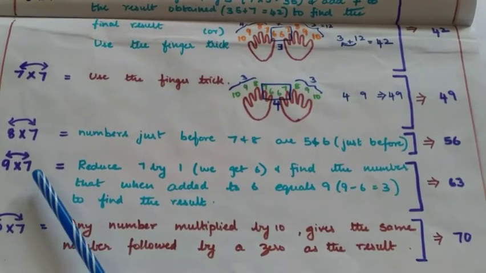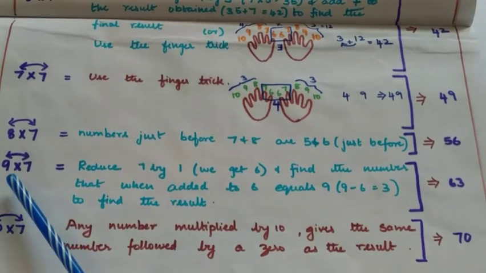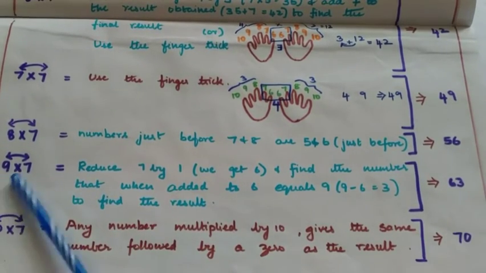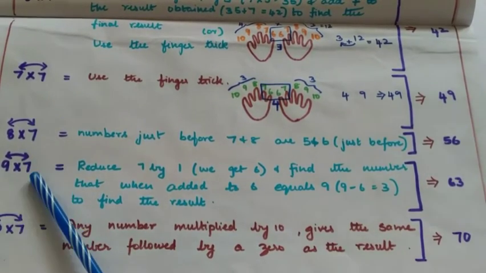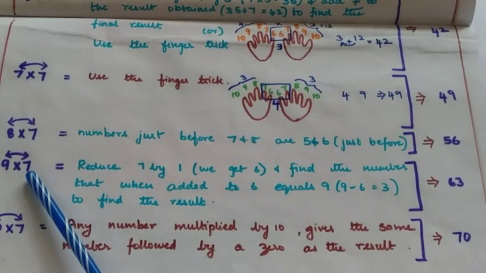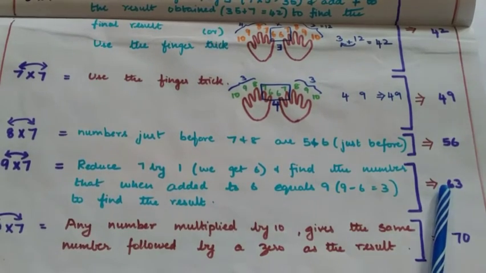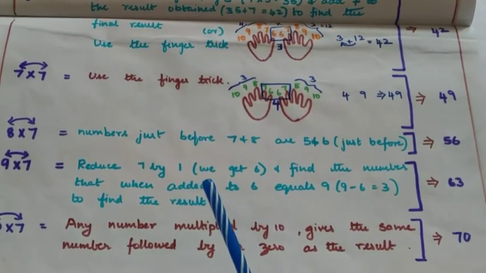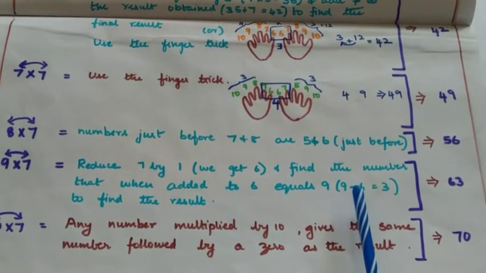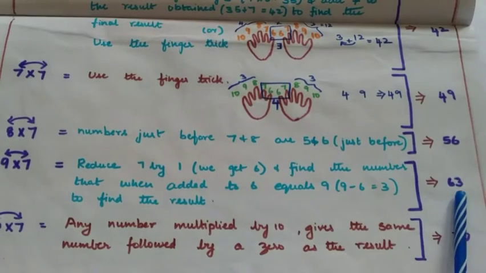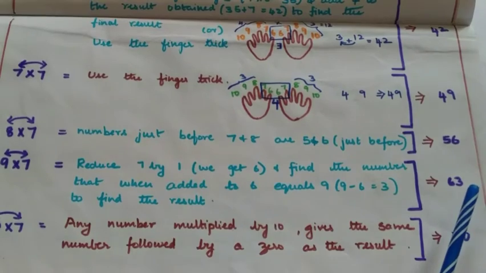Now let's move to the next row where 9 is being multiplied by 7. Since we've already learned the table 9, you can use the trick that we use for obtaining the results of table 9. So when you see a number being multiplied by 9, you need to just reduce the number by 1. In this case it is 7, so you need to just reduce 7 by 1 to obtain 6, which is the 10th digit of the result, and then find the number that when added to this 6 equals 9, which can be found by taking away 6 from 9 to obtain 3, which becomes the 1st digit of the result. So when you club both, you obtain the final result of 9 into 7, which is nothing but 63.